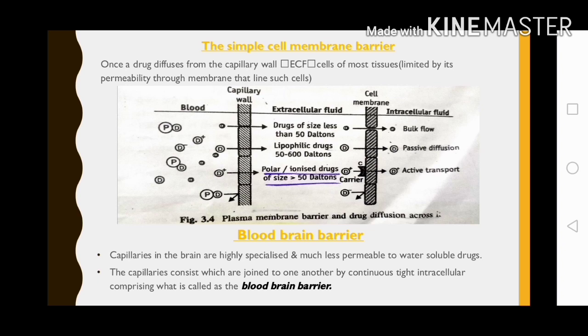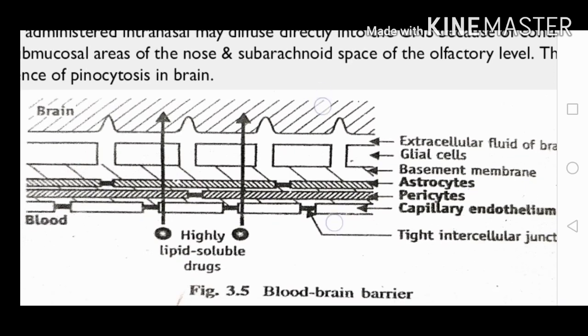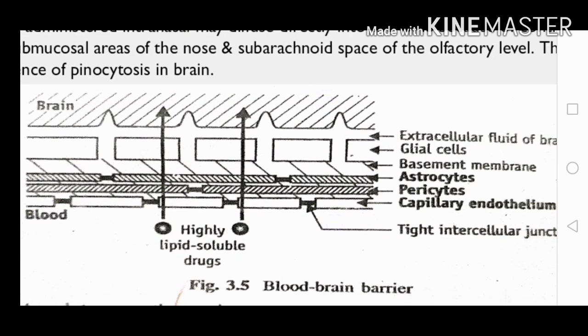Next is blood-brain barrier. Capillaries in the brain are highly specialized and less permeable to water-soluble drugs. The capillaries consist of cells which are joined to one another by tight intracellular junctions, comprising what is called the blood-brain barrier. Here you can see these are the layers of the blood-brain barrier. First coming to tight intracellular junction, then there's a capillary endothelium, pericytes and astrocytes. These three components make up the blood-brain barrier.